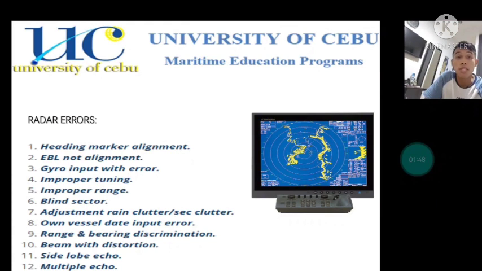Eighth, the own vessel's data input error. Ninth, the range and bearing discrimination. Tenth, the beam width distortion. Eleventh, side lobe echo. Twelfth, the multiple echo. And thirteenth, the second trace echo.